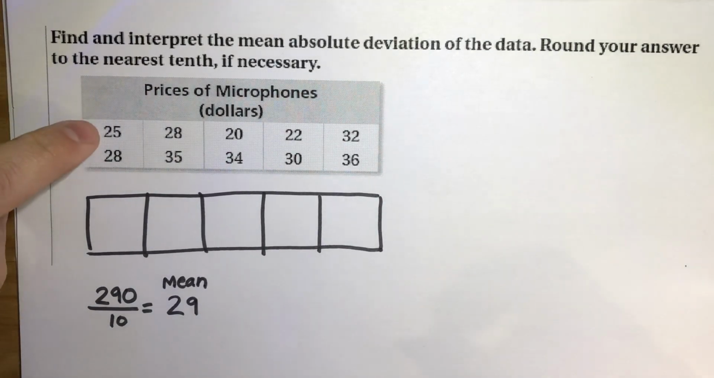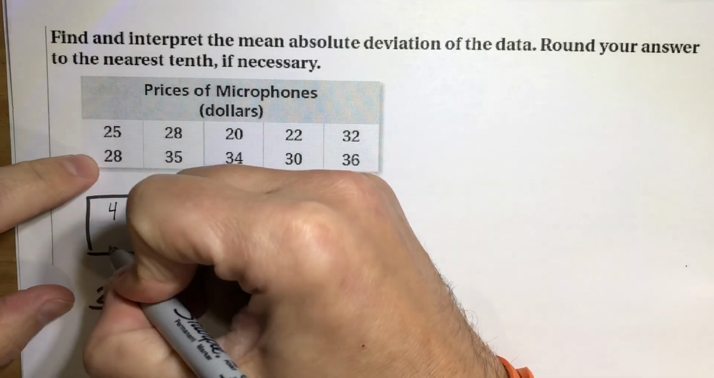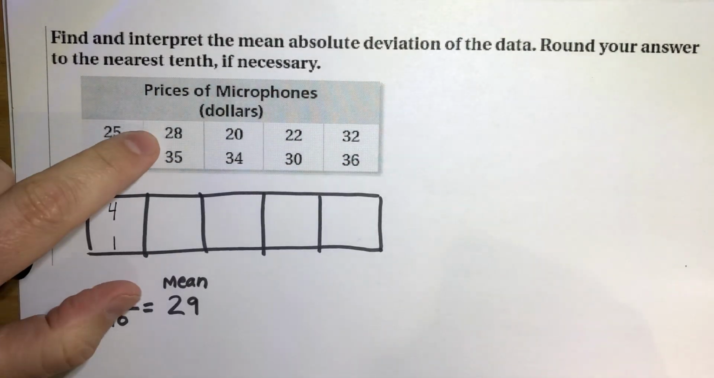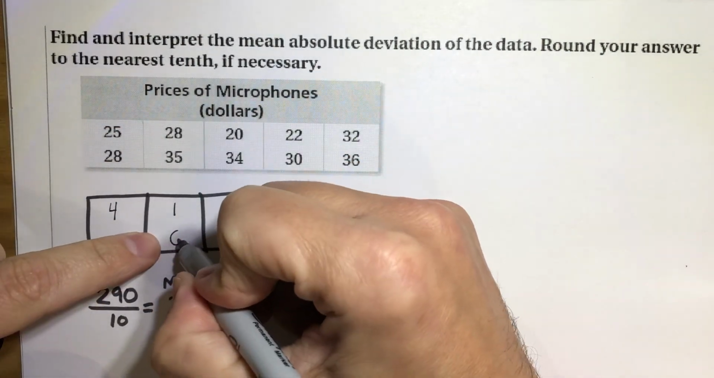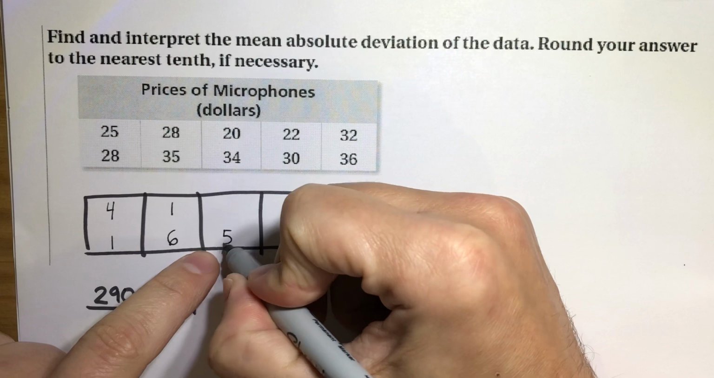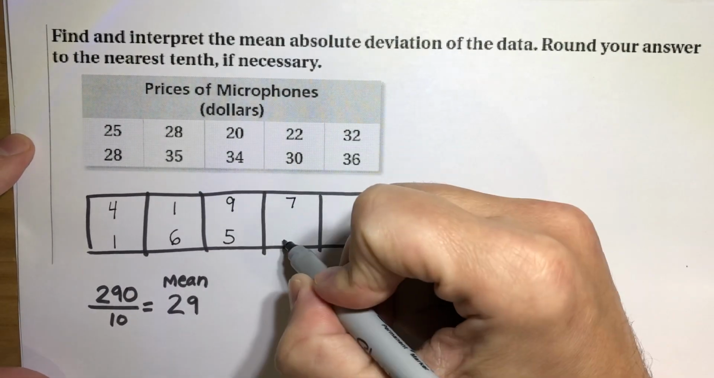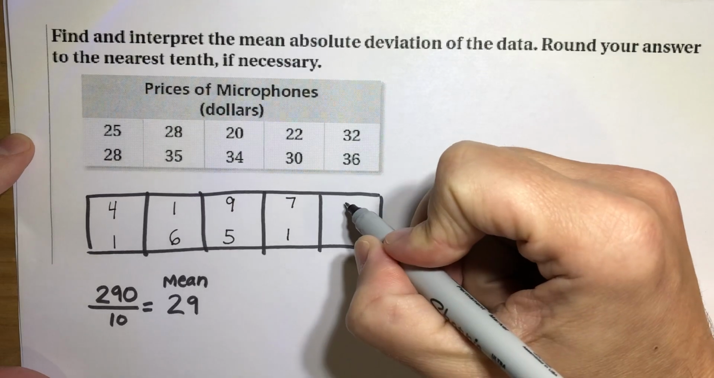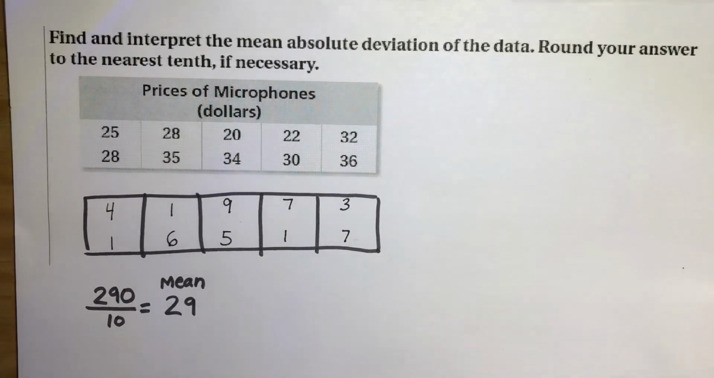So 25 is 4 away from that mean. 28 is 1 from that mean. 28 again is 1 from that mean. 35 is 6 away. 34 is 5 away. 20 is 9 away. So you're seeing I'm basically just finding out how far apart the actual data is from the mean that I calculated.